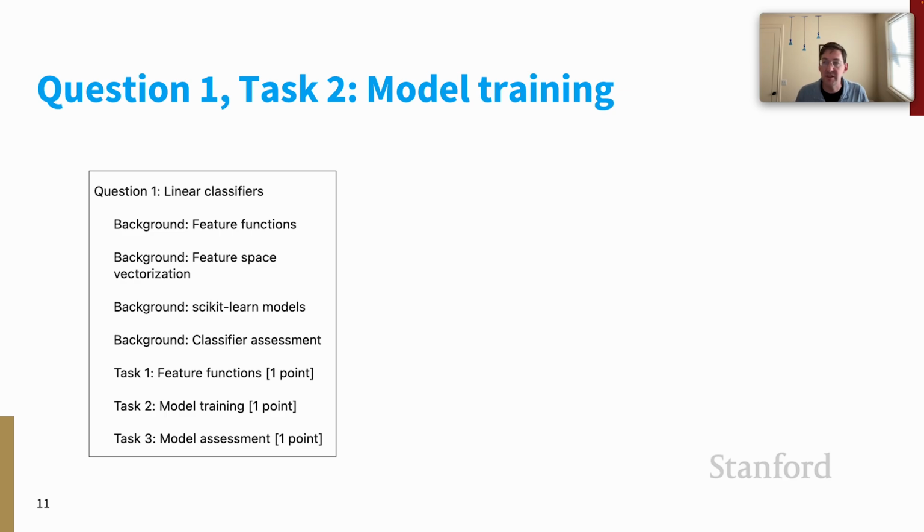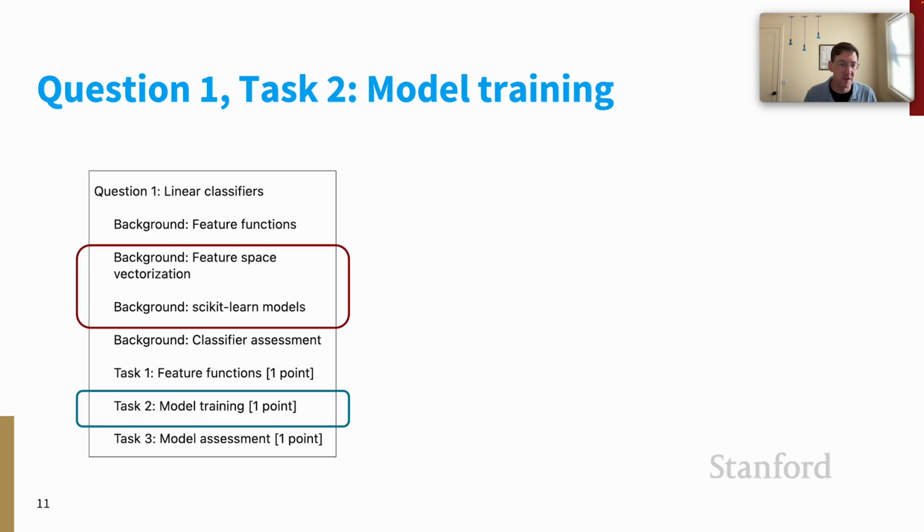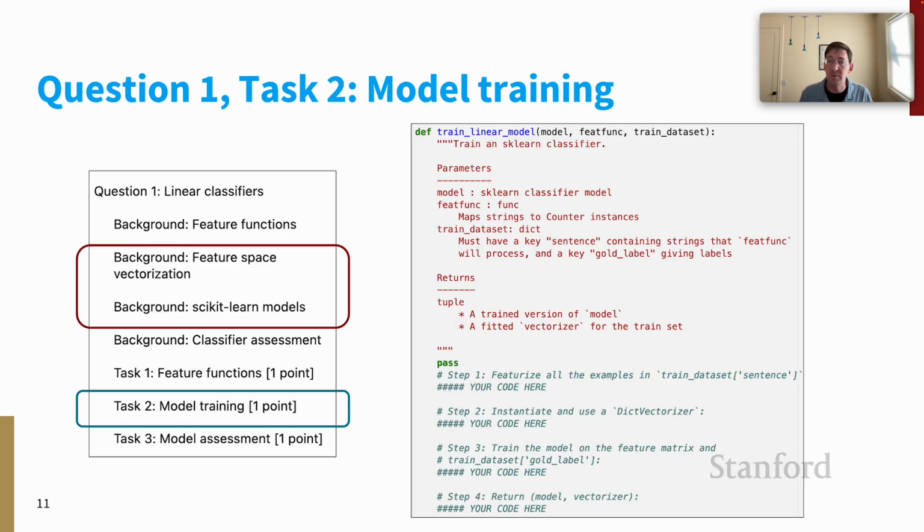For question 1, task 2, this is model training. What you should do first is work through the 2 associated background sections on feature space vectorization and on scikit-learn models, and then you're well set up to tackle this particular task. The task is relatively straightforward. You need to complete a function called train linear model. You can see here we've given you a detailed docstring, and then in comments, we've walked you through the steps that you need to take to complete the function. This is not meant to be difficult conceptually or in terms of coding. If you did that background reading and you're up to speed on the core concepts, this will be very straightforward.